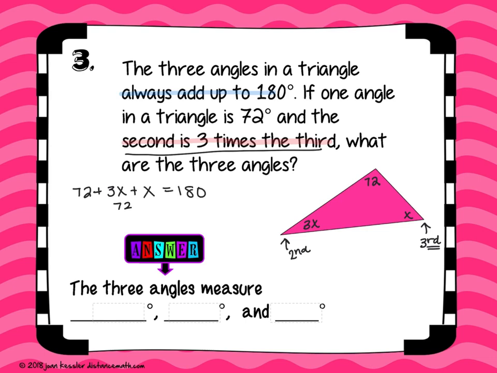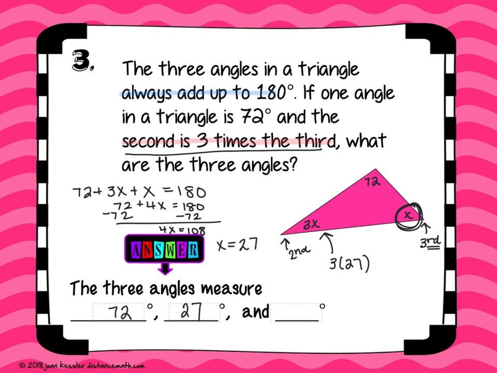If I combine like terms, 4x, subtract 72 from both sides, 4x equals 108. And when I divide by 4, I get 27. So the first angle, which I'm given, was 72 degrees. Angle number 3, so this one, when I plug it in, would be 27 degrees. And the second angle, I need to do 3 times 27, which is 81.